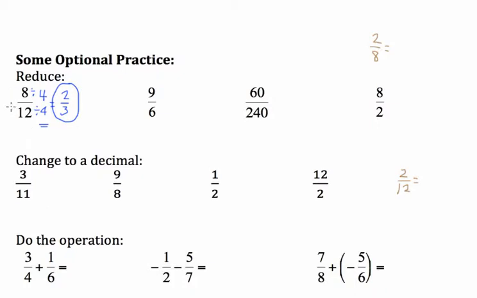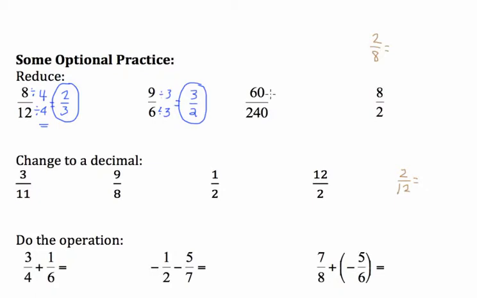Another thing to note, 8/12, the numerator is smaller than the denominator. That means you're going to have a number less than 1. When you get a number like this, an improper fraction, 9/6, you're going to have a number greater than 1. 9 and 6, what number divides out evenly? 3. 3/2, or 1 1/2. We usually keep it as a reduced improper fraction.